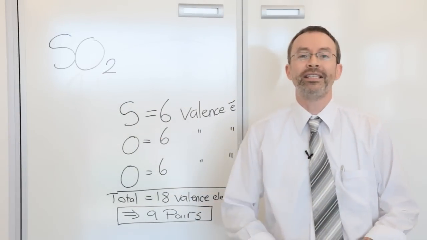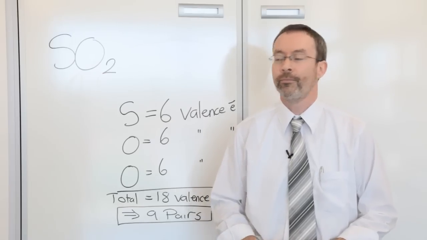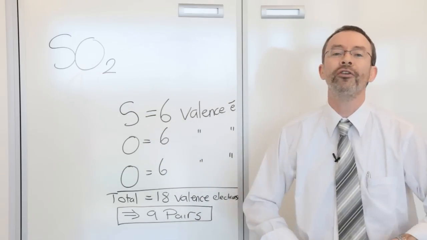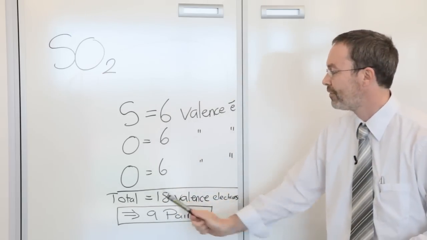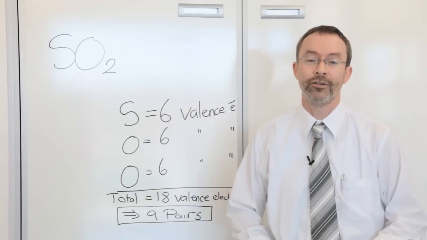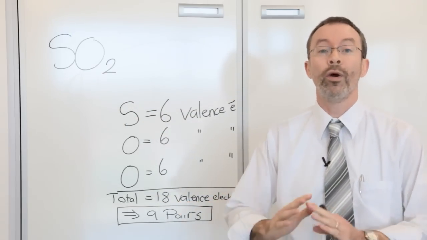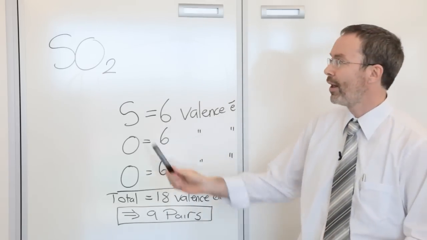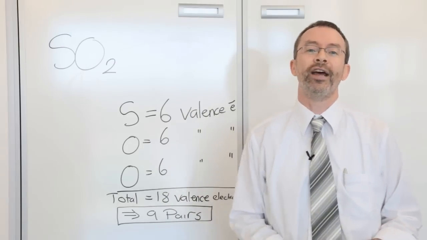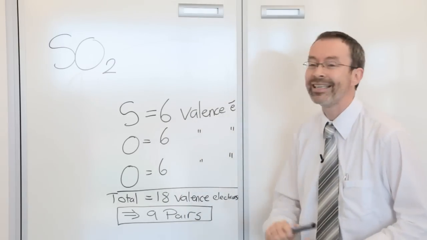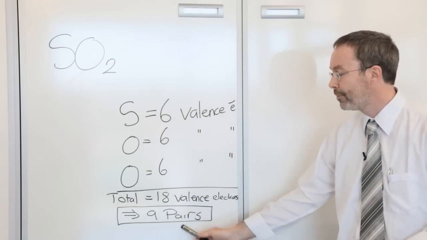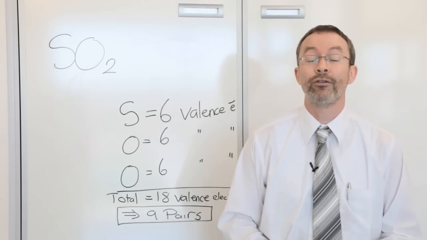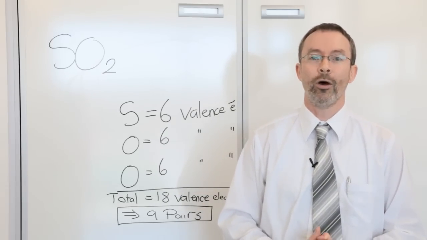A sulfur atom has 6 valence electrons. An oxygen atom has 6 valence electrons, and we'd have 2 oxygen atoms in the molecule, so we have a total of 18 valence electrons available for this molecule. We are not counting the core electrons that stay tightly bound around each of the sulfur and the 2 oxygen atoms. A total of 18 valence electrons tells us immediately that we have 9 pairs of valence electrons to account for in this particular molecule.